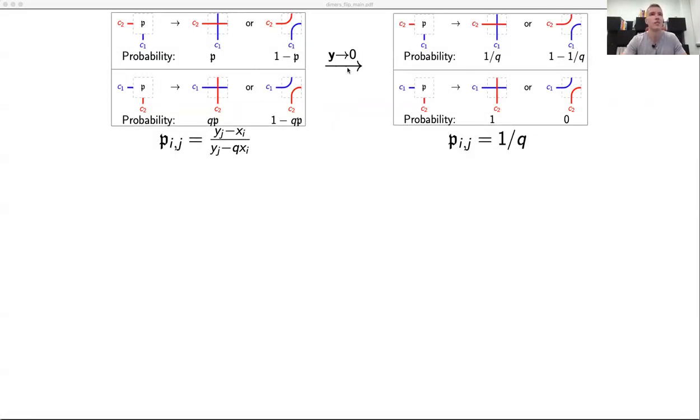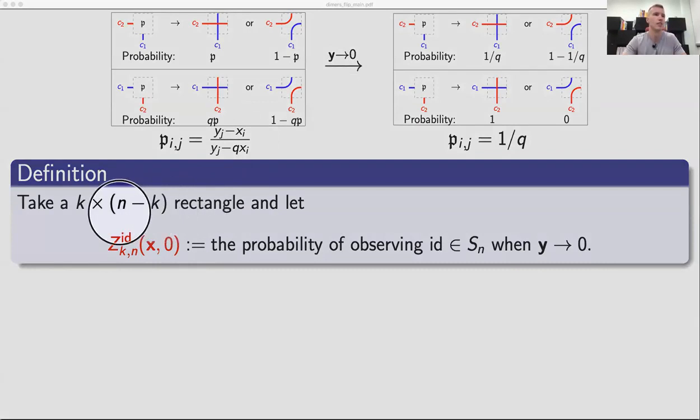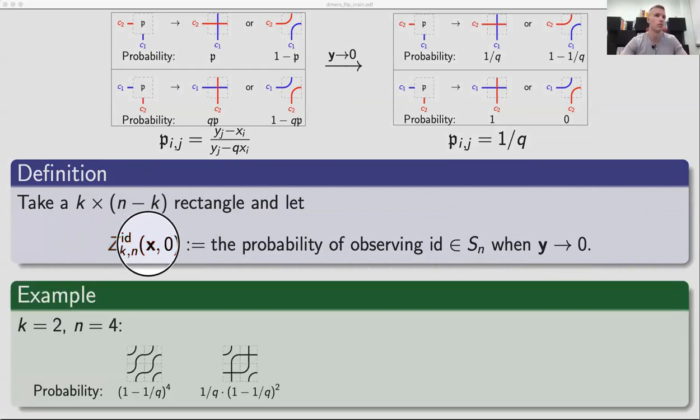Now let me try to compute something. Let's say I take a k by n minus k rectangle, and I'm interested in the probability that the corresponding permutation of my pipe dream is the identity permutation. So I send y to 0, and then I ask what's the probability of the identity permutation. And for example, when I take k equals 2 and n equals 4, so I have a 2 by 2 rectangle, there's always this trivial pipe dream, where there are only elbows, no crossings. It always contributes to this value here. But in this case, there's one more pipe dream which has a double crossing, and their probabilities are given below, just obtained by multiplying the numbers in this table.